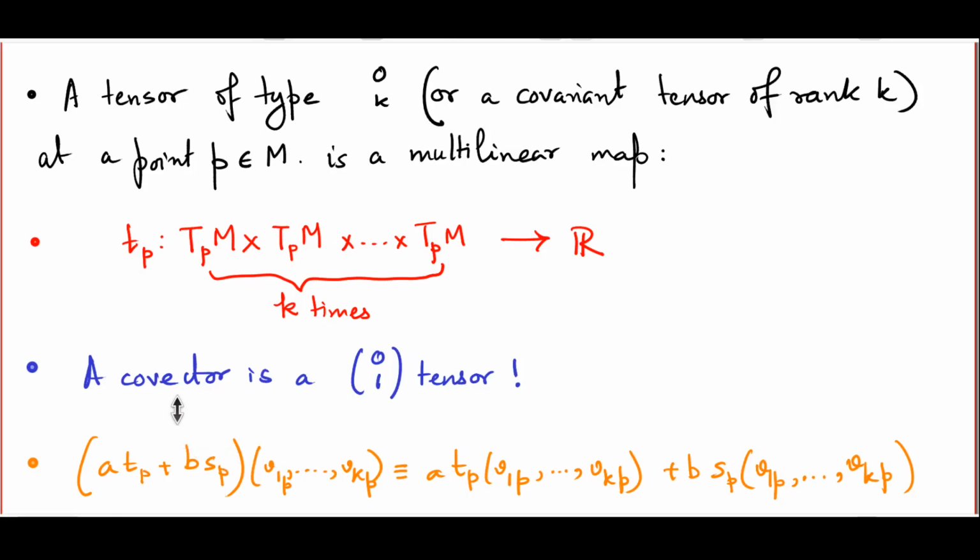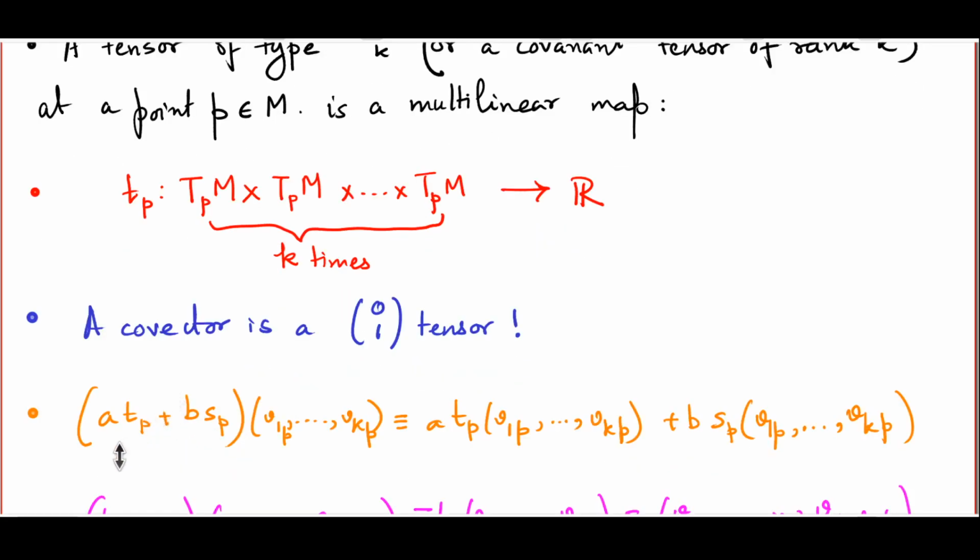We had also learned how to define a linear combination of tensors at a point P and defined aTP plus bSP, where a and b are real numbers and TP and SP are 0k tensors at the point P respectively, as something, again a multilinear map, which takes in k vector fields as arguments and returns the linear combination of a times TP acting on these same vectors plus b times SP acting on the same tangent vectors.